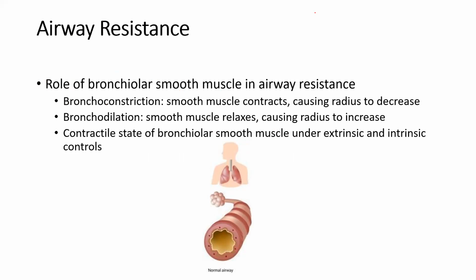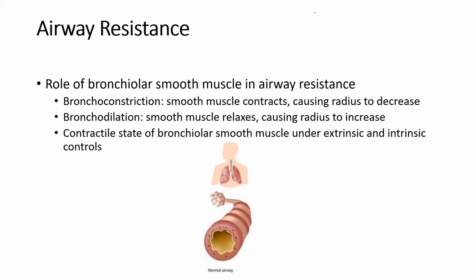All right. Getting a little bit more into the details of regulating the airway resistance, this is basically regulating the state of the smooth muscle within the airway. There are two states of that smooth muscle. We can have bronchoconstriction, which is the contraction of that smooth muscle that causes the radius to decrease or become smaller. Obviously that's going to make it harder for air to come in, right? That's going to be an impedance to flow.